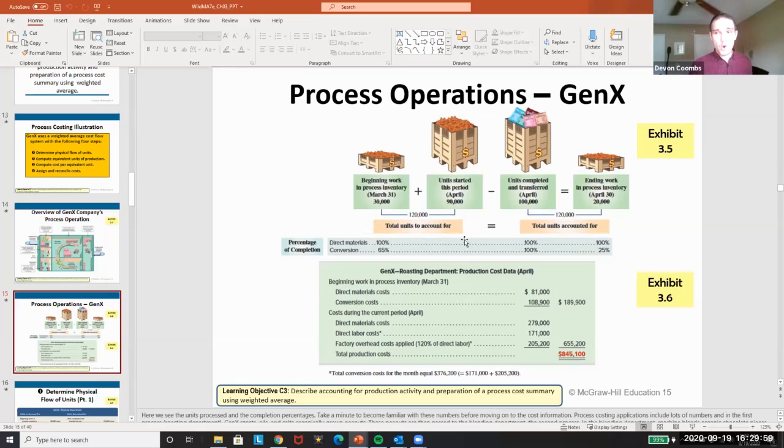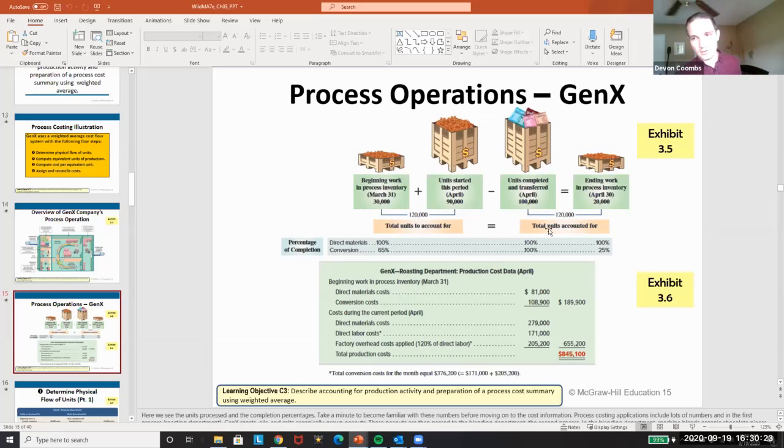That's always going to equal the total units accounted for. So make sure you understand this balance. Similar to the balance sheet, assets equal liabilities plus equity. Total units to account for is always going to equal total units accounted for. I know it's frustrating because it sounds so similar, but we need to memorize this, and that'll help you make sure you don't make mistakes on your tests and homework.